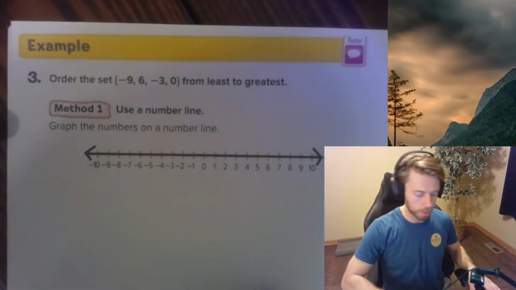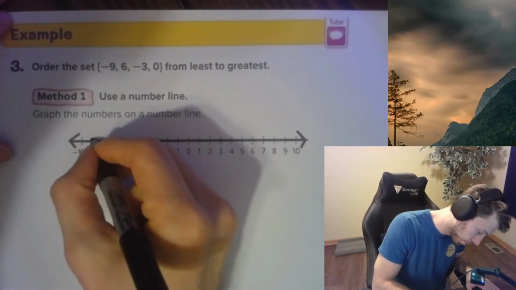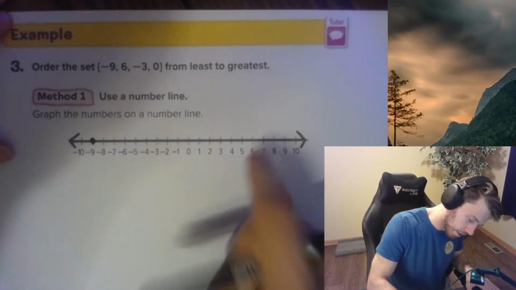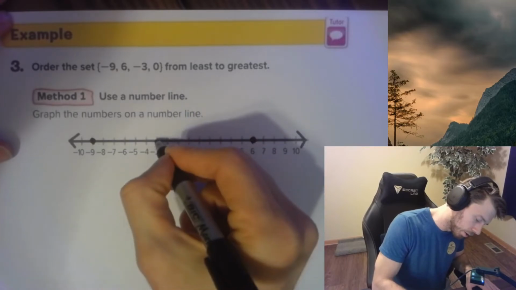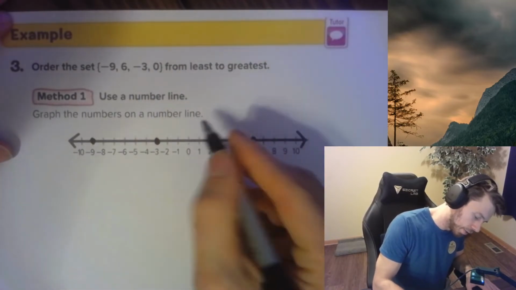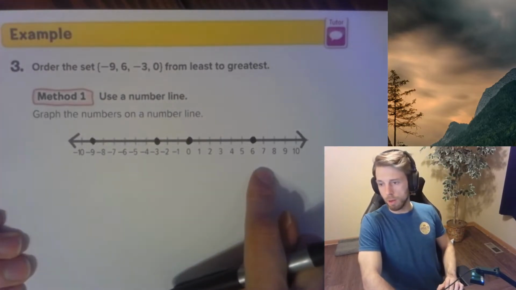You do not need a number line, but I'm going to show you what it looks like on a number line here really quick. We've got -9 all the way down here. We've got 6 all the way up here above 0. We've got -3 down here below 0. And we've got 0 right here on 0. And then from left to right, those will be in order from least to greatest.